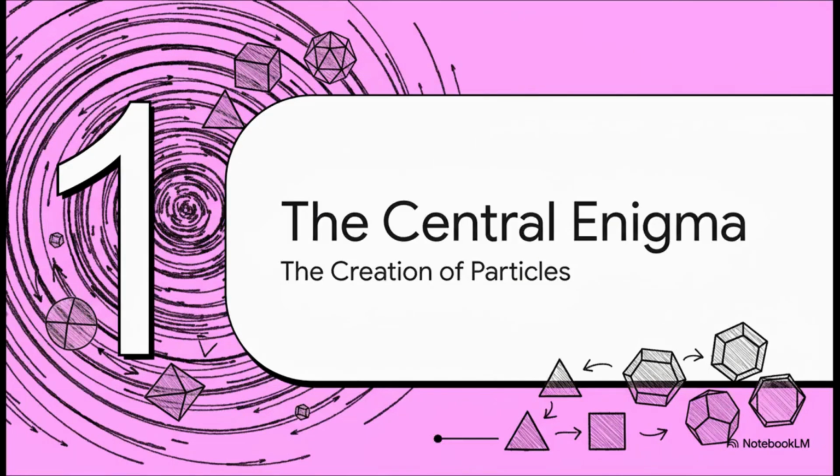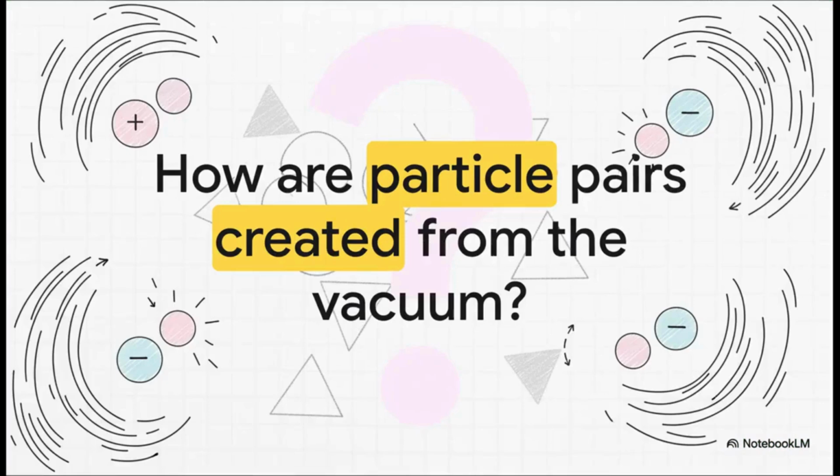All right, so let's start with the enigma itself. If the universe is fundamentally a geometric structure, how can a new piece of that structure just pop into existence? To put it more precisely, how are particle-antiparticle pairs created seemingly from the vacuum? This is a huge challenge for any theory that views particles as stable geometric objects. I mean, a stable structure can't just materialize out of thin air without some kind of mechanism. So, what is that mechanism?